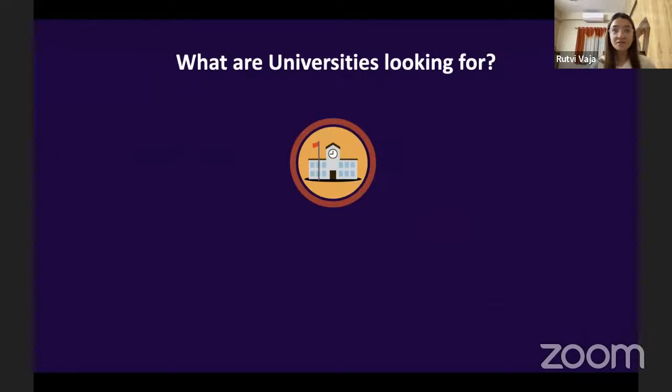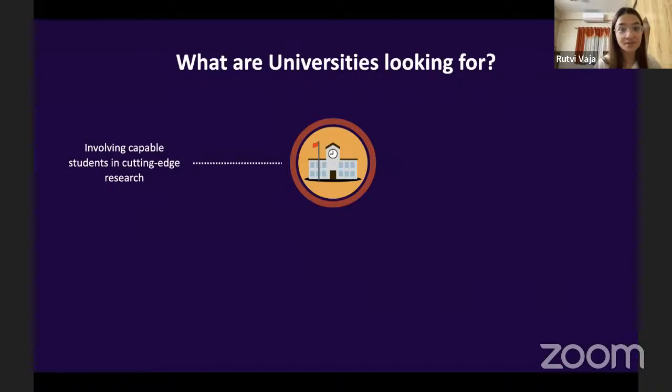Now, one of the main challenges that students face while going from one university to another is certain kinds of gaps that they need to fill. One of the most important things that universities look for is whether students are capable of doing cutting-edge research. Just doing any part of research does not suffice to get into a good recognized university. For that, you have to do research which stands out and really makes an impact in the scientific community.